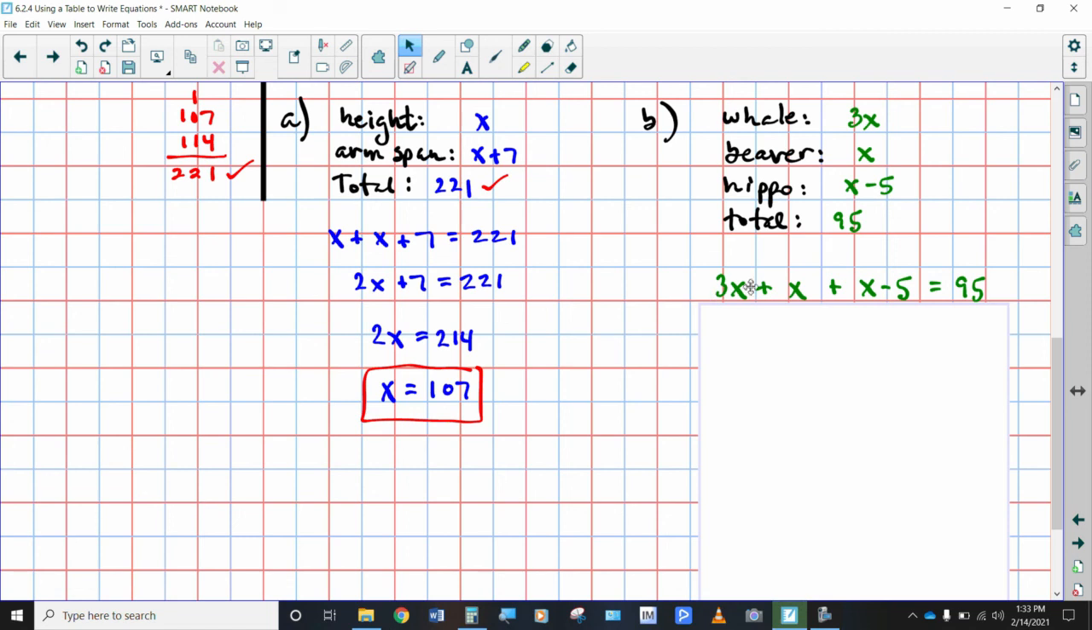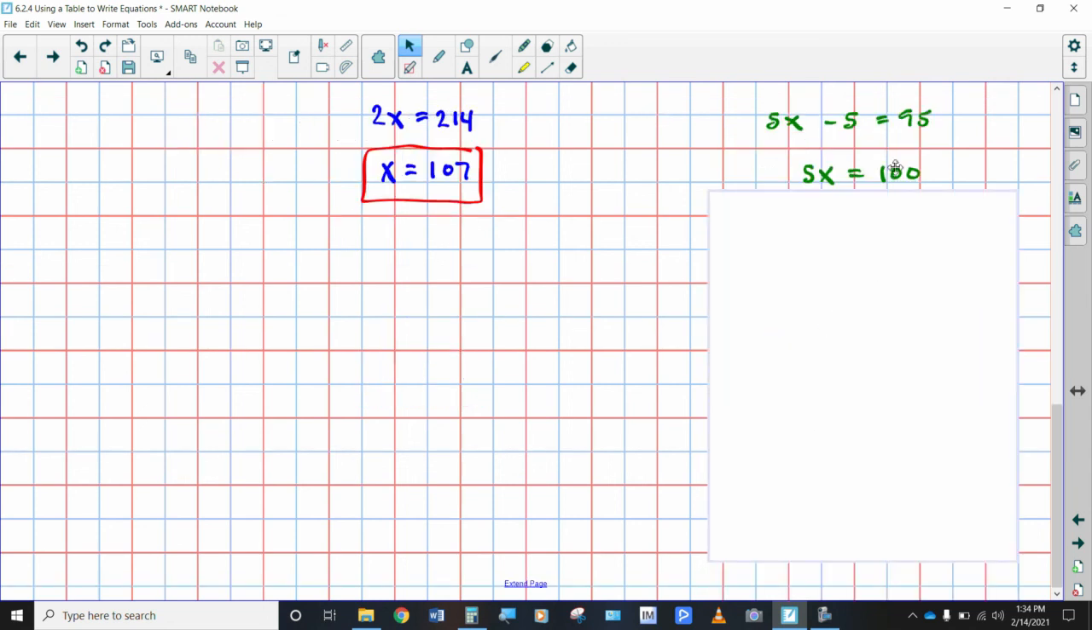3x plus x plus x gives a total of 5 x's here, minus the 5 gives you 95 for an answer. I want to know what the 5 x's were equal to before we took away the 5, so let's add 5 to 95 and we get 100. So is 100 minus 5 equal to 95? Yes, it is. So 5x equals 100. Now we'll divide 100 by 5, and you get 20 because 5 times 20 is 100.